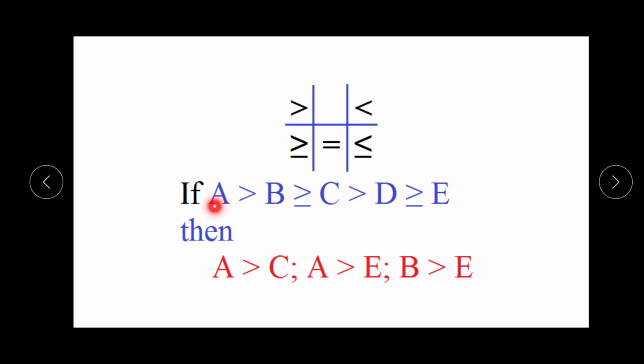If we are finding the relation between A and C, the inequalities are greater than and greater than or equal to. Then which inequality will we use? We will use the greater than inequality. A is greater than C, A is greater than E, A is greater than D, C is greater than E. And vice versa, for less than and less than or equal to, less than will win, and we will use the less than inequalities.